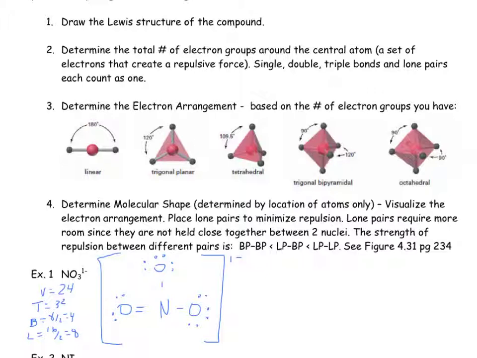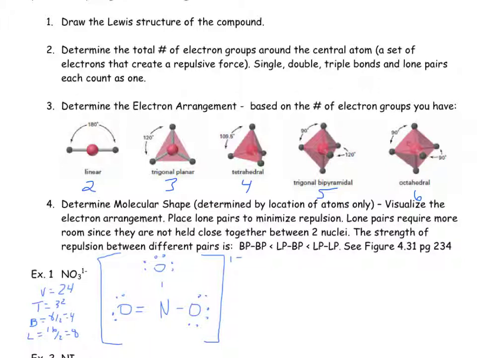Step number 3. Determine the electron arrangement. So based on the number of electron groups you have, if you have 2 electron groups, then you have a linear arrangement. 3, a trigonal planar. 4 is known as a tetrahedral. 5 is a trigonal bipyramidal. And 6 is an octahedral arrangement. You will need to memorize each arrangement's proper name and what bond angle is created between the electron groups.